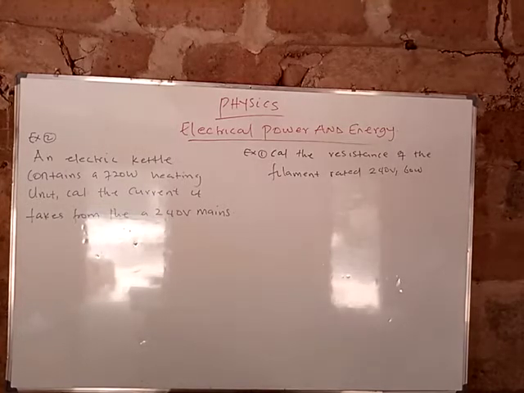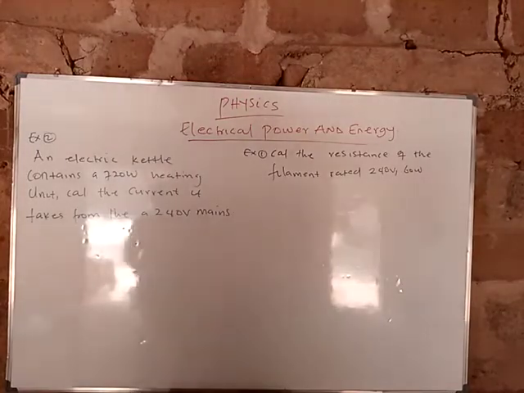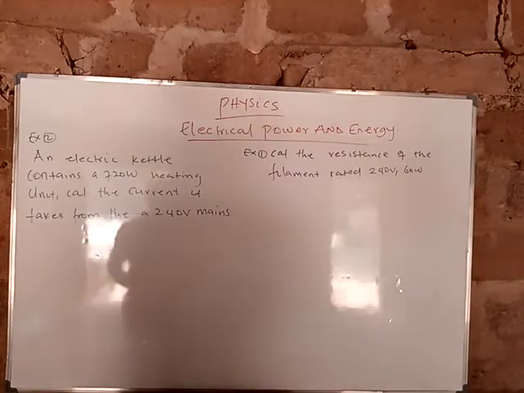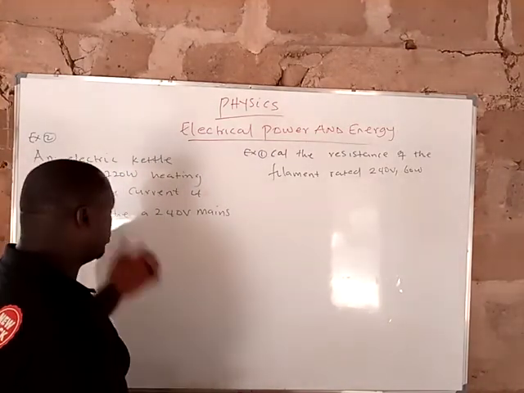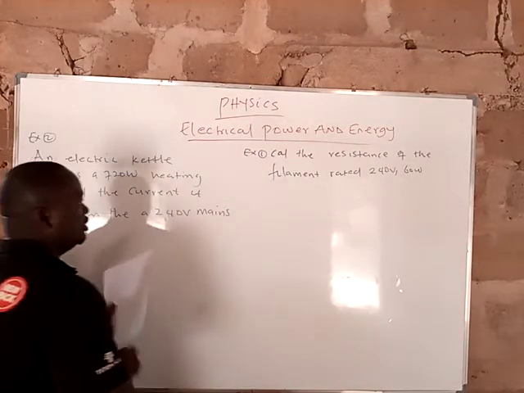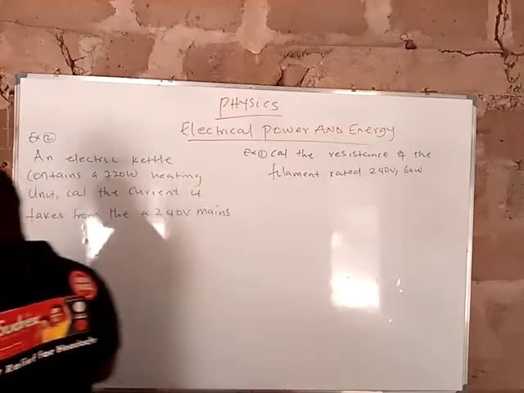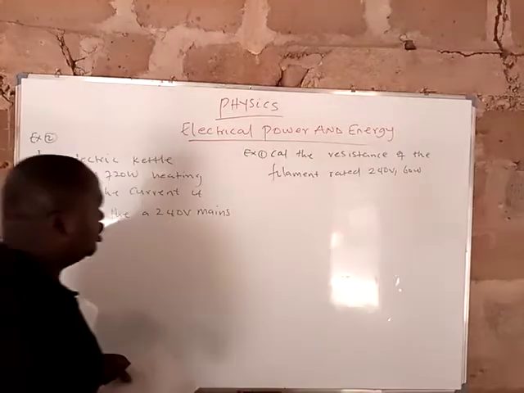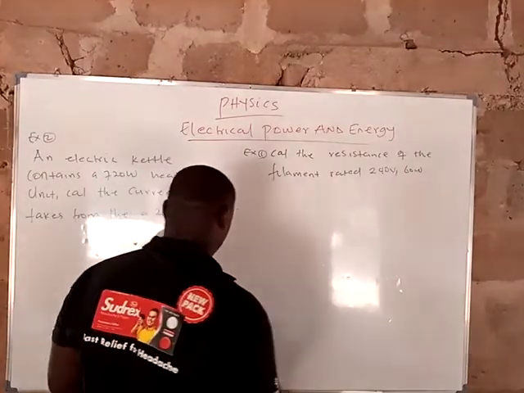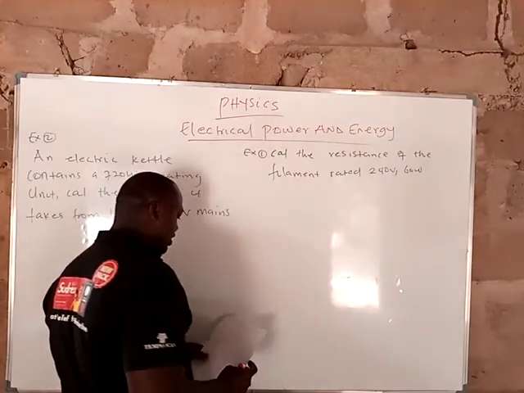This is part 2 of the video on electrical power and energy. You can see they say calculate the resistance of the filament rated 240 volts, 60 watts. And this is so easy. If you have watched our first video, this shouldn't take you more than a few seconds. These are the JAMB questions we are trying to solve here.